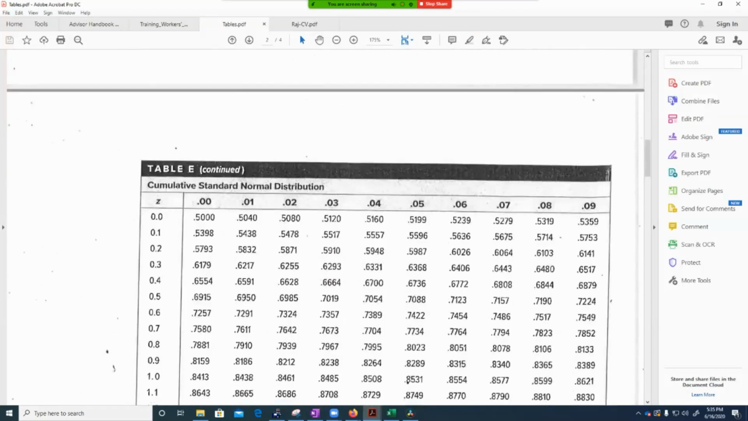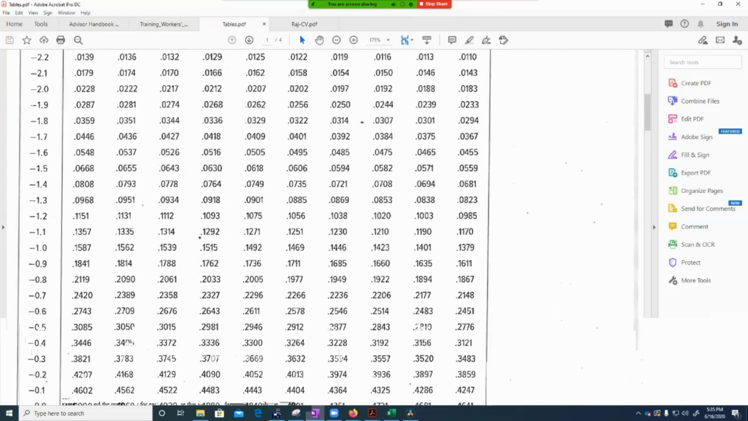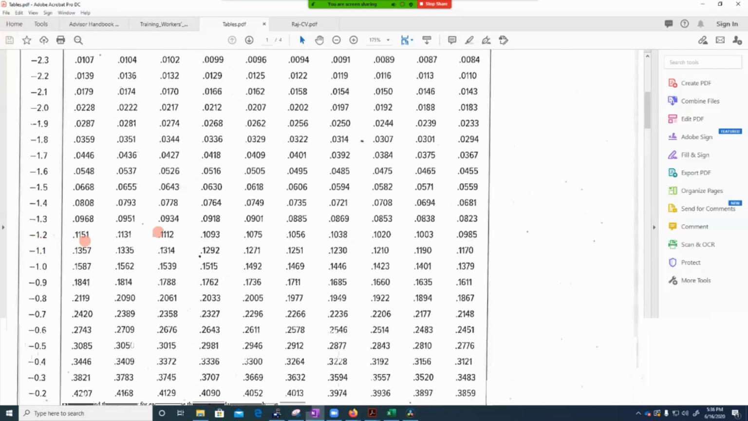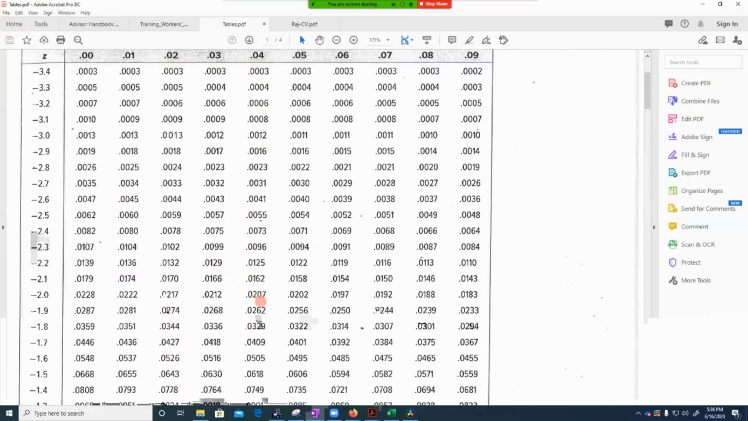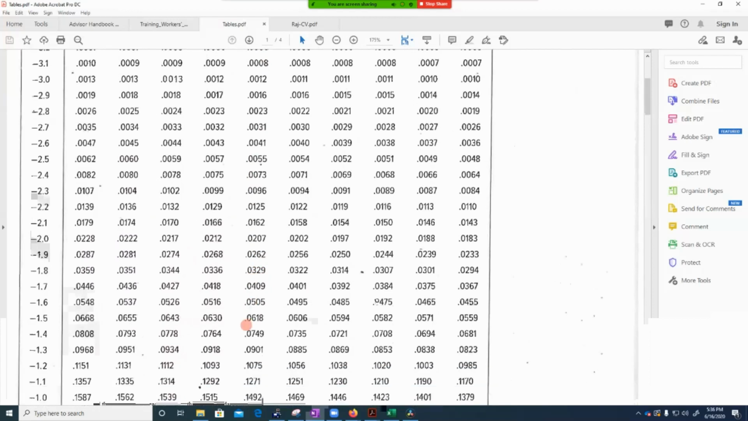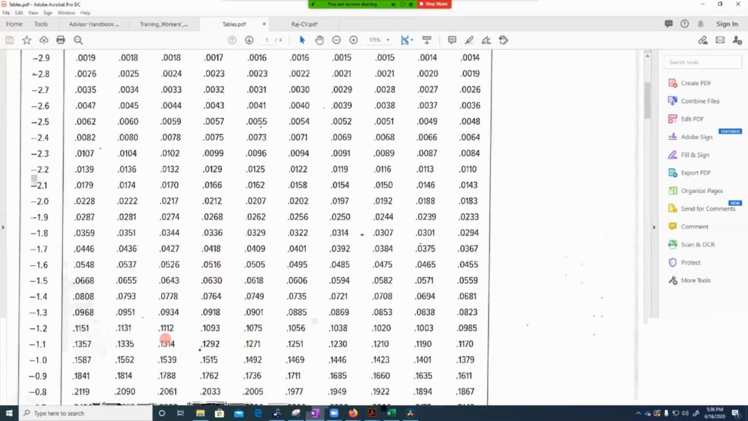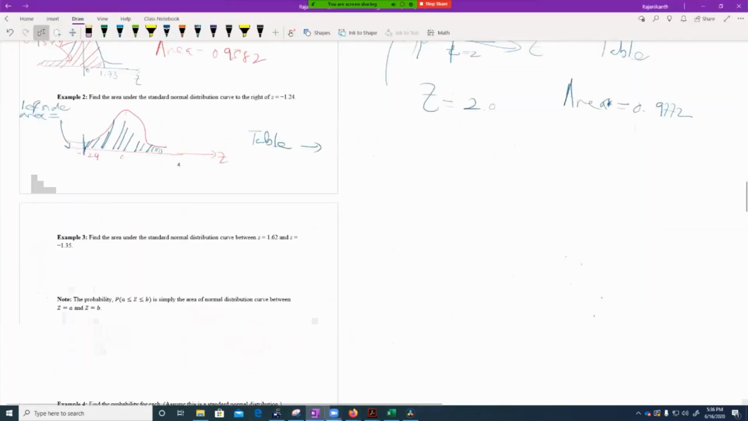So now I'm going to look at negative 1.2 on the first column, but I need a 4. 4 is in my fifth column, right? 1, 2, 3, 4, 5. So negative 1.24 will be 0.1075. So the left area is 0.1075.